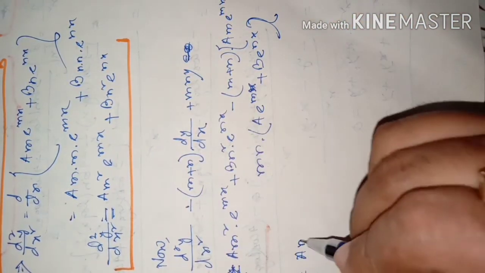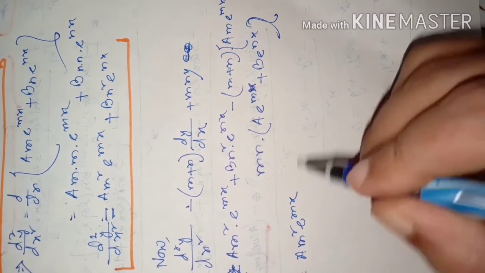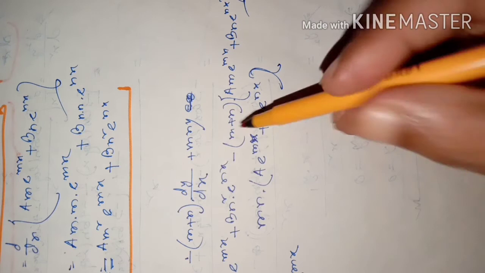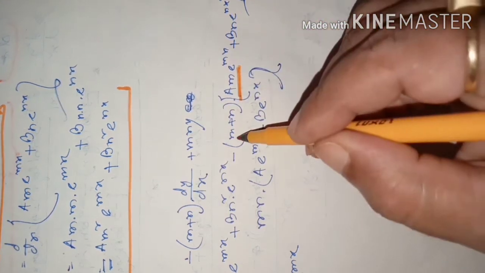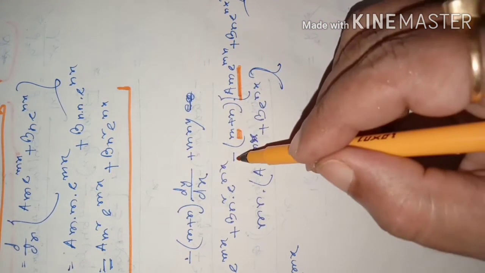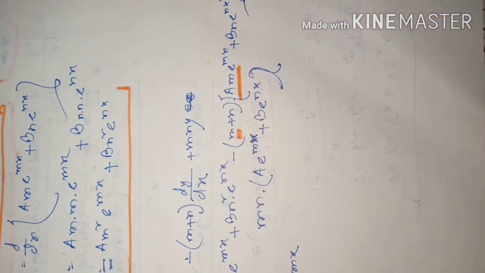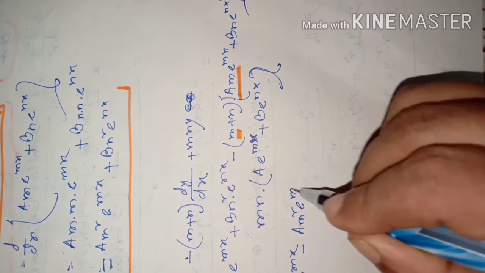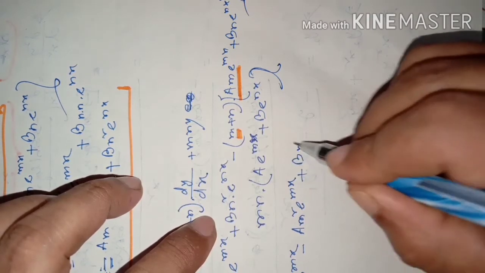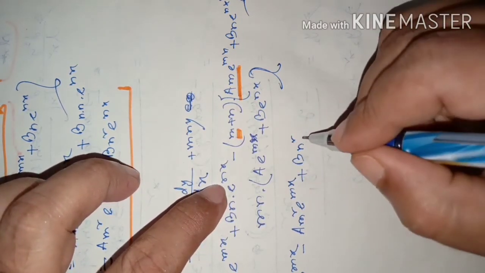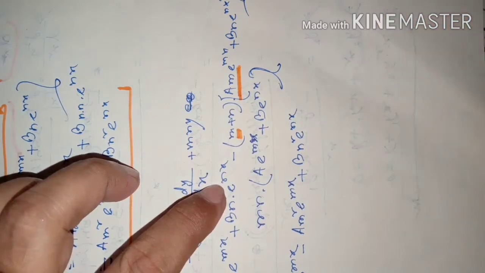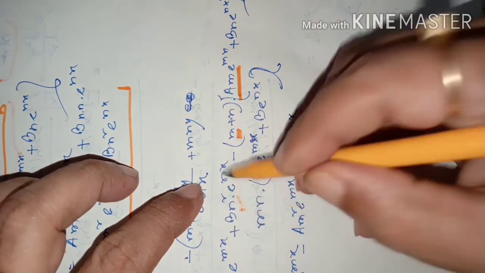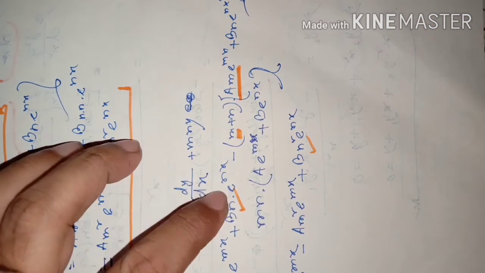a m square e to the power of mx, then here will be another a m square into e to the power of mx. This, when you multiply with this m, will be minus a m square e to the power of mx. So I am putting it here: a m square e to the power of mx. Okay. Plus b n square e to the power of nx. This expression we are writing now here.